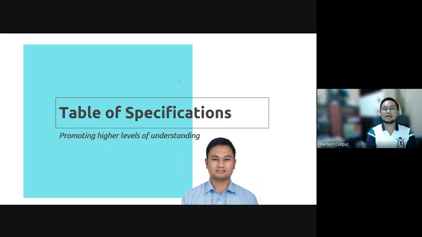So, the first slide speaks of the table of specifications, and it says there, promoting higher levels of understanding. In this lesson, we will later be learning that it's through doing a table of specifications that we can actually help our students advance their levels of understanding. Okay, so yun ang titignan natin as we go through with our discussion.